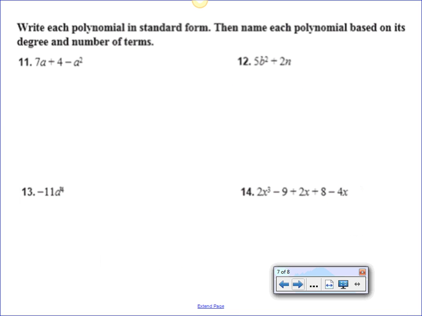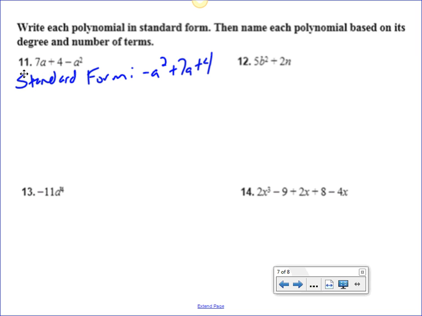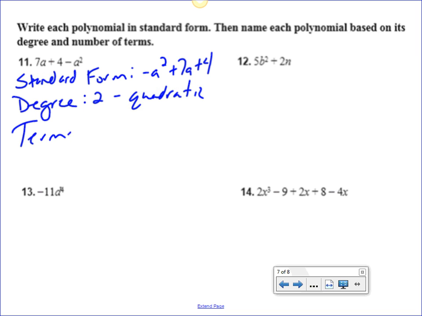So now, what kinds of things would you have to do? First of all, write it into standard form. So standard form, highest degree term goes first. So this would be in standard form. Standard form, this would be a negative a squared plus 7a plus 4. Okay, if I named it by degree, well, it is a degree 2, which we refer to as a quadratic. Okay, if we named it by number of terms, there are 3, which means it is a trinomial.